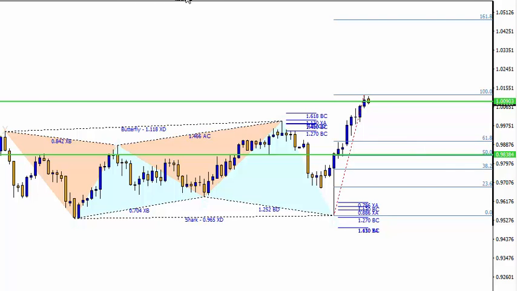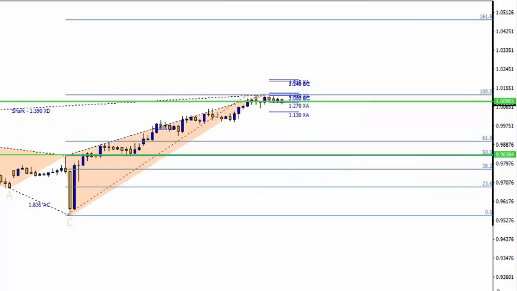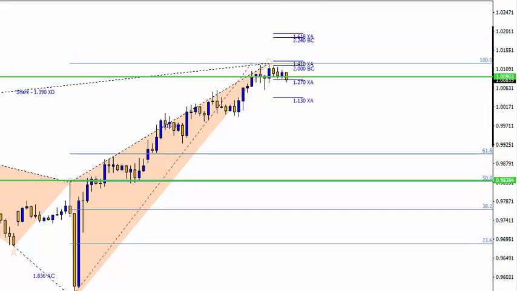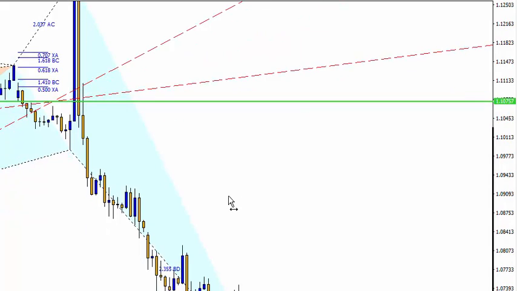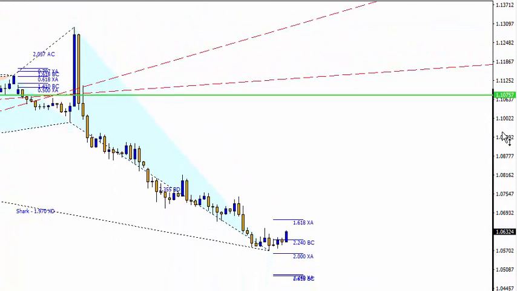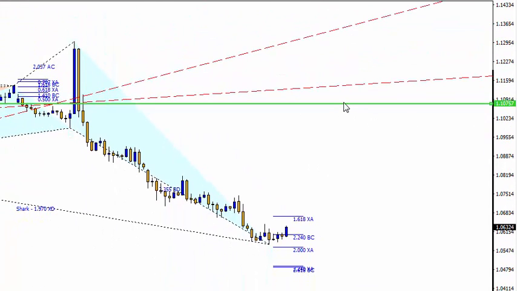Same concept, actually, on the euro dollar, but on the other end. I think the euro dollar is going to start to gather some strength and move upwards, and this was our expectation last week as well.